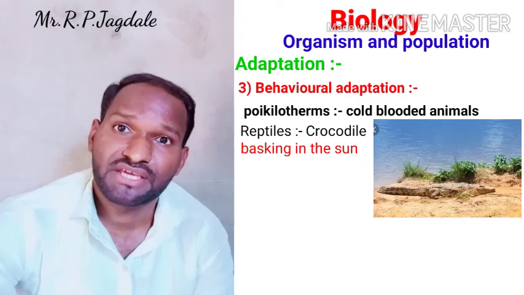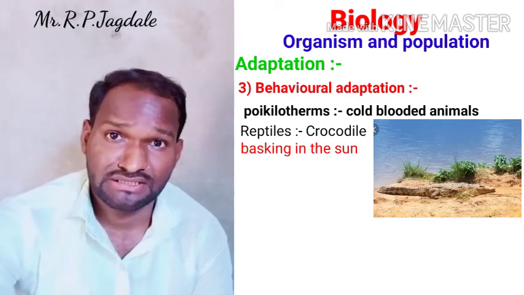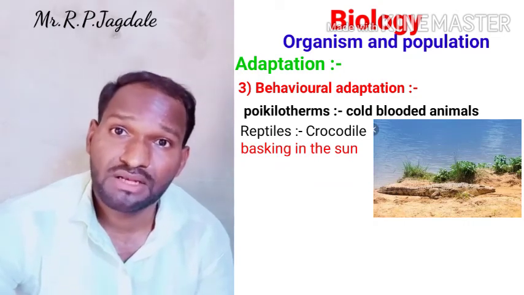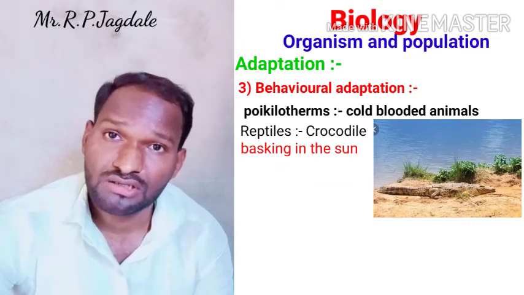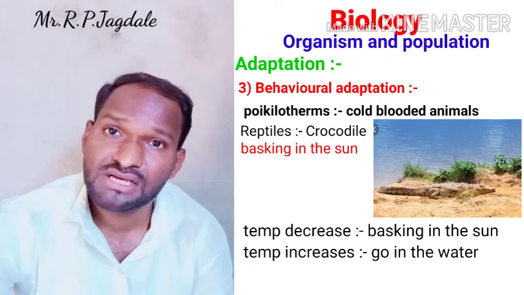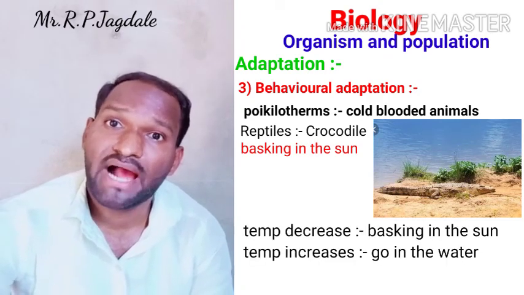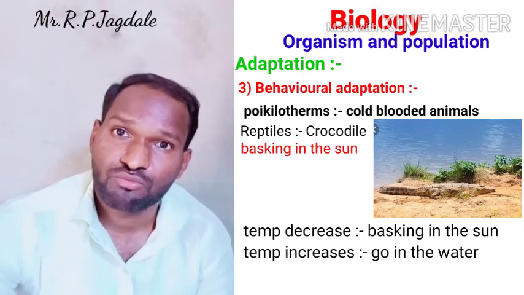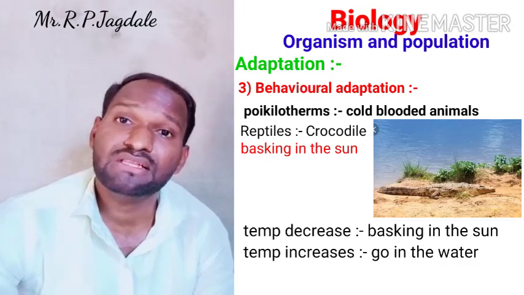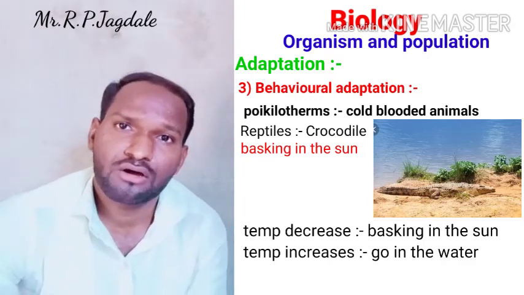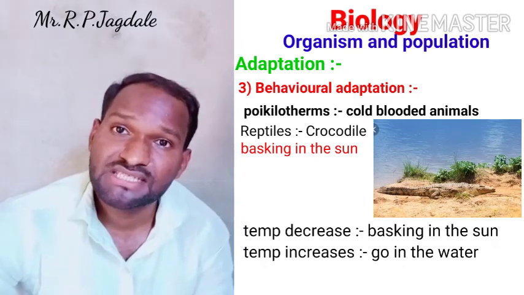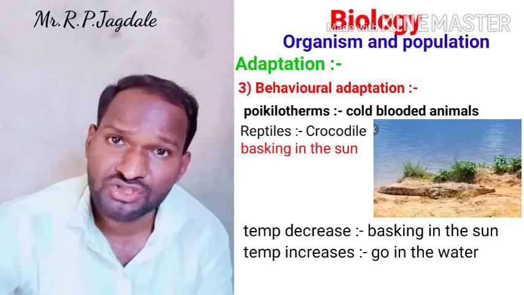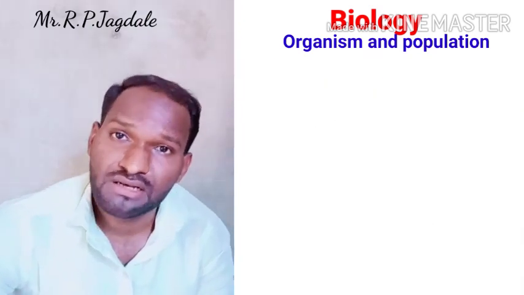And if the temperature of the crocodile, or any of the reptiles, is increased from their normal level, then they go into the water. There are some animals that burrow in the soil to hide from the light, so that their body temperature is maintained. So basking in the sun is the behavioral adaptation in case of crocodiles or other reptiles. So these are three types of adaptations. It may be morphological, it may be physiological, or it may be behavioral adaptation.